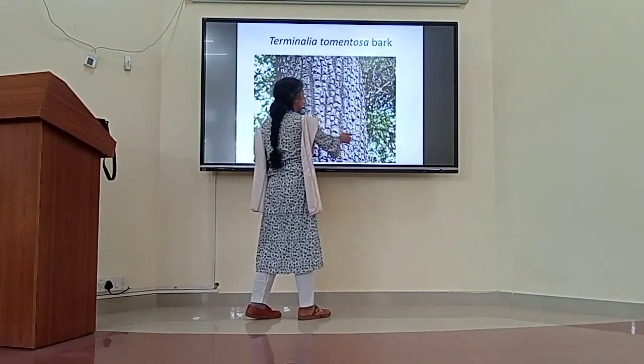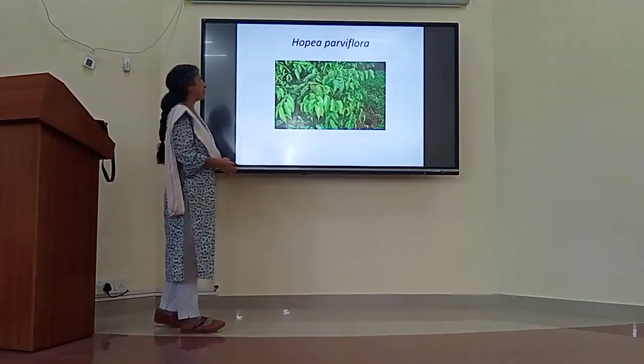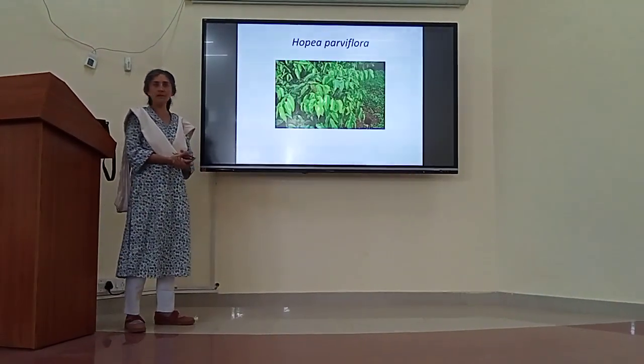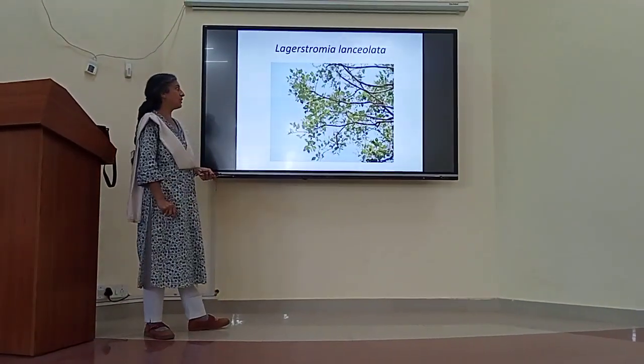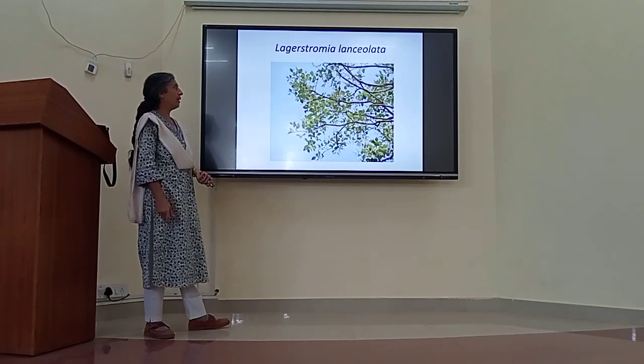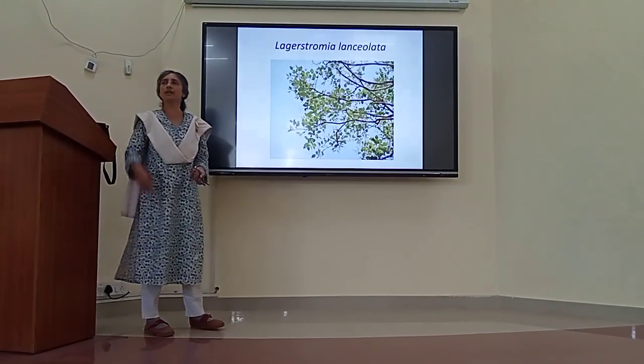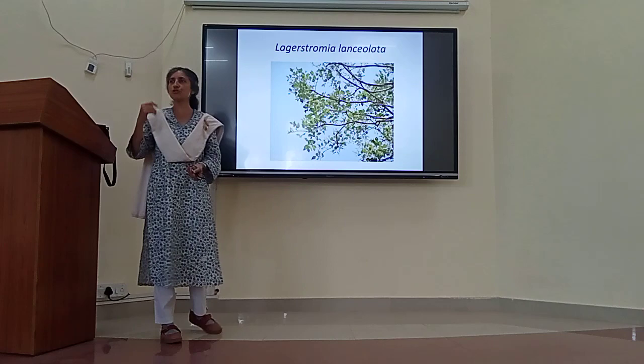So also concentrate on the board. Then you have another tree which is called Kochia cordifolia. Then you have Lagerstroemia lanceolata. Lagerstroemia is mainly for flowering. It's a flowering tree. They have beautiful flowers from Lagerstroemia lanceolata.